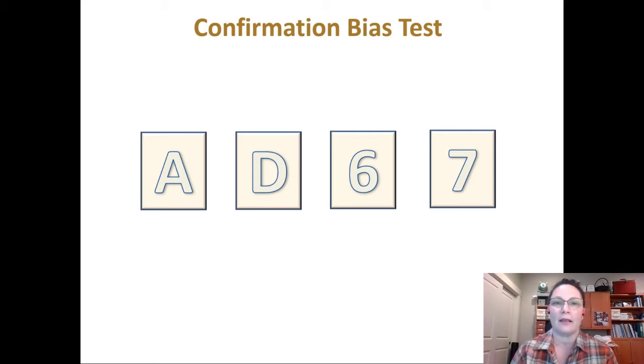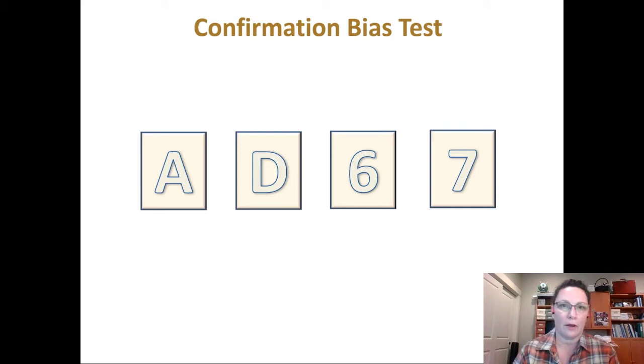So on the back of the A is a 6 or a 7. On the back of the D, a 6 or a 7. On the back of the 6, an A or a D. On the back of a 7, an A or a D. Each of these cards is an independent event. So if there's a 6 on the back of the A, that doesn't tell us anything about what's on the back of the D. If there's an A on the back of the 6, it doesn't tell us anything about what's on the back of the 7. So each card is an independent event.